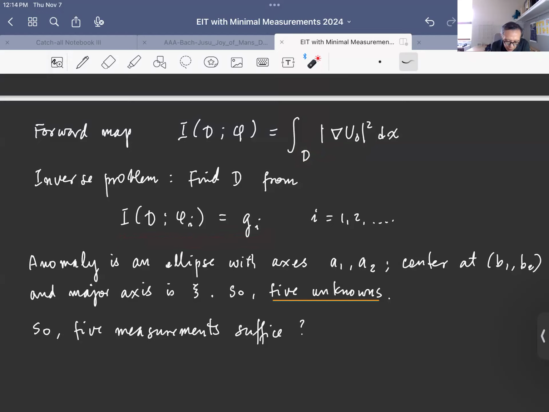So if the anomaly is a small ellipse, with axes A1 and A2, location at B1 and B2, and an orientation given by xi, then we only have 5 unknowns. So in principle, we should be able to determine the unknowns characterizing the ellipse with 5 measurements.